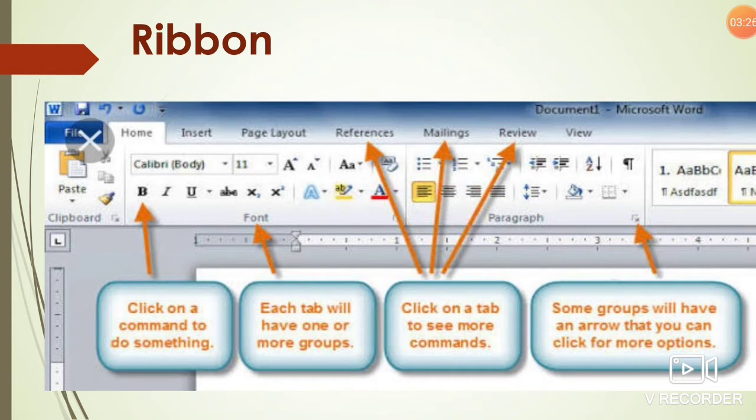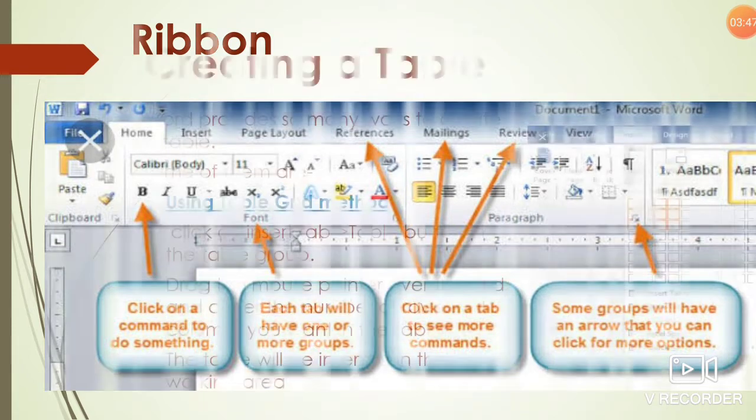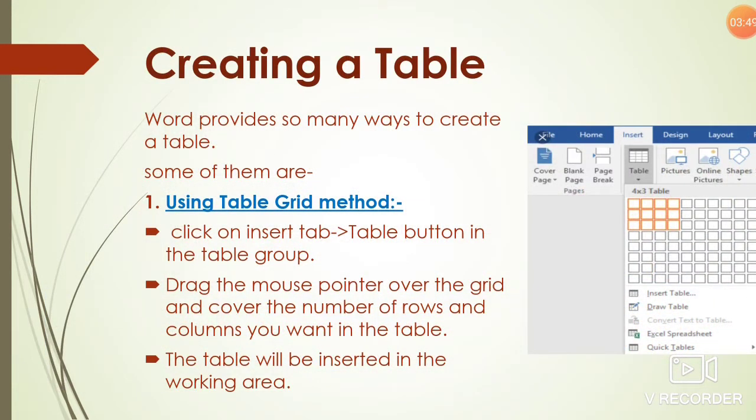And see here, some groups have an arrow that you can click for more options. So whenever a question is asked how will you insert that particular option, for that first you have to tell on which tab that option is present and on which group that option is present. So now let's start. How will you create a table? Word provides many ways to create a table. In this chapter we will study two methods.